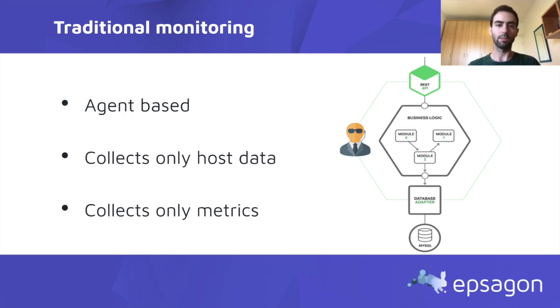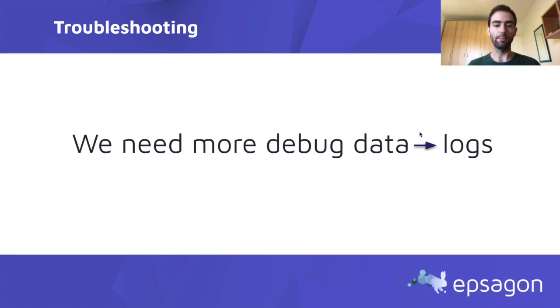Now metrics are good, but metrics can just tell us some symptoms of something that happened. And we need to drill into something more elaborate. Especially when we're troubleshooting, we need some more debug data. Or in other words, we need logs to understand why the problem happens.